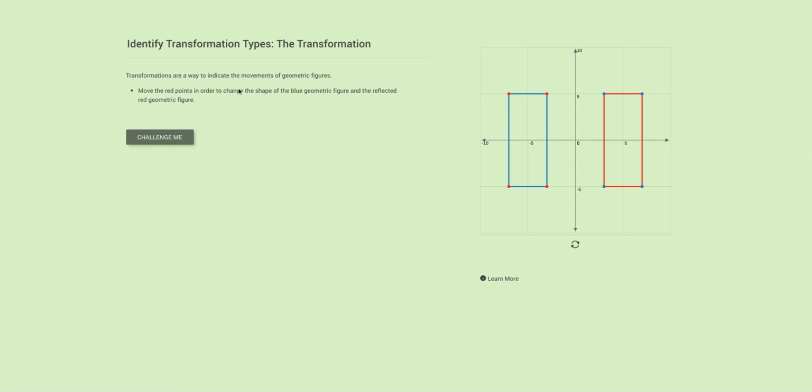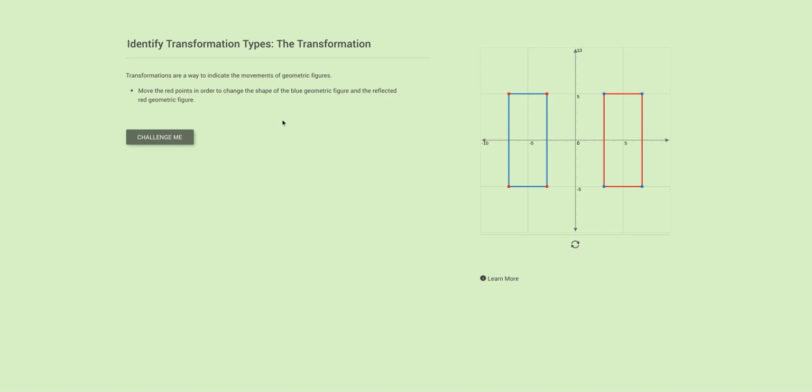So it's telling me transformations are a way to indicate the movement of geometric figures. It's just good to read it here out loud. Move the red point in order to change the shape of the blue geometric figure that is reflected, and the reflected red geometric figure. So here's the red points moving the blue figure. It's going to move that guy. Let's take a look. Yeah, all right, just like we saw before with that other one.